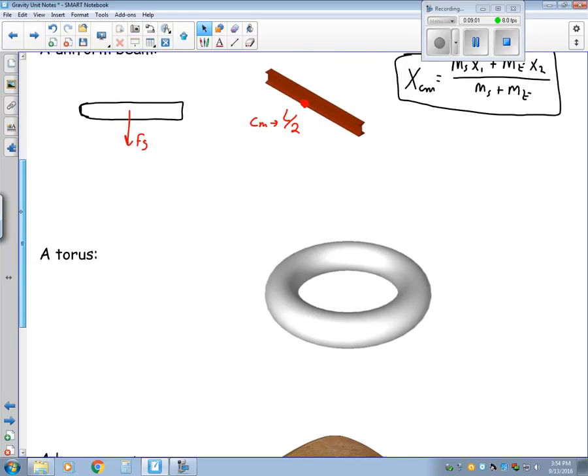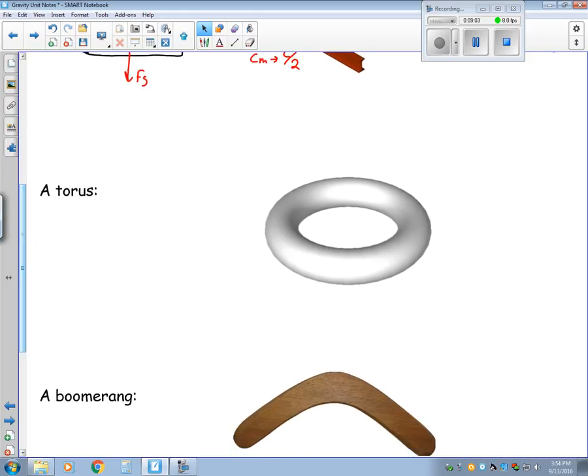All right, something more exotic, a torus. Its center of mass is the exact center of it. Think about that for a second. Its center of mass is at a location where there's no stuff. We consider all of that mass to be in a place where there is no stuff. And that's really cool to think about.